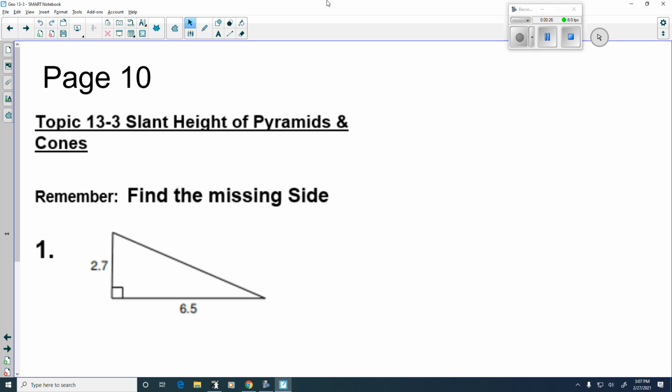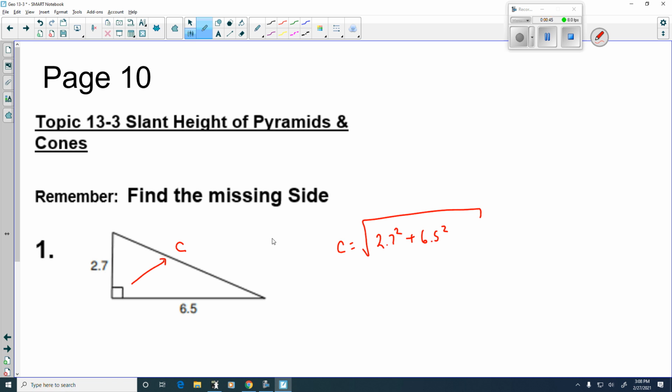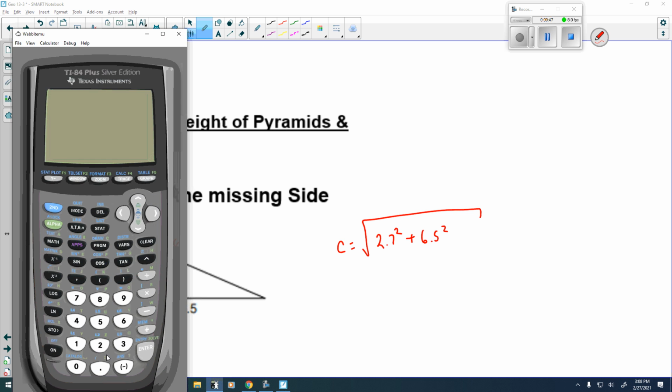First of all, in the Pythagorean Theorem, we recall that this side here is called the hypotenuse, and it's given the letter C. So in order to find that hypotenuse, C is the square root of 2.7 squared plus 6.5 squared. And so we can grab the calculator and work this out. It's the big square root. Some of you like to do it like this, where I do it all at once. Sometimes I do it like this.